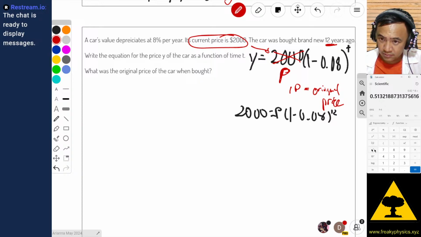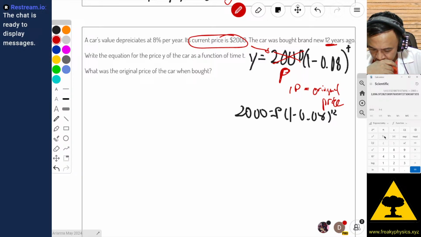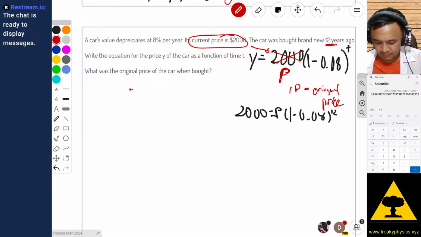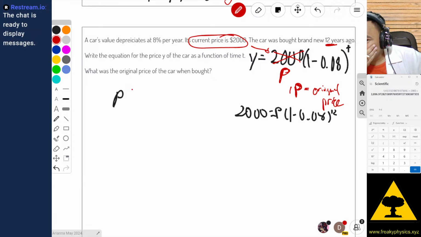And then we just calculate that in the calculator. 1 minus 0.08. Okay. Correct so far. So what's the final answer? 439.71.